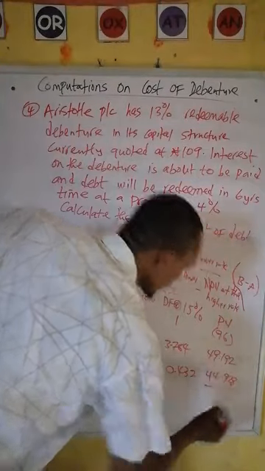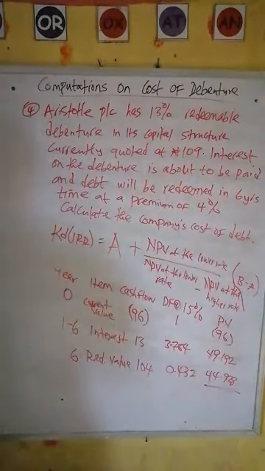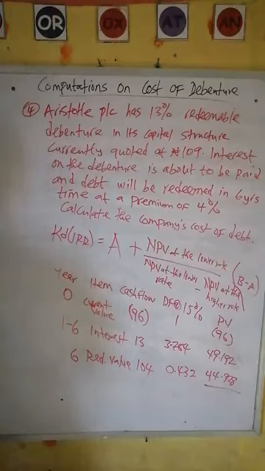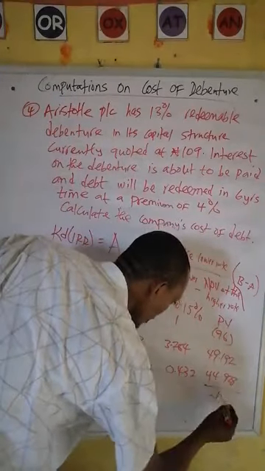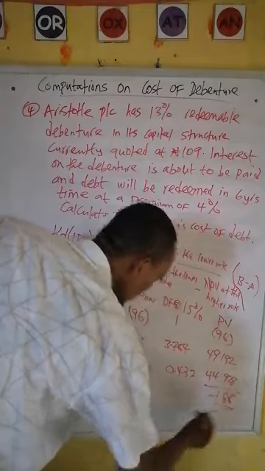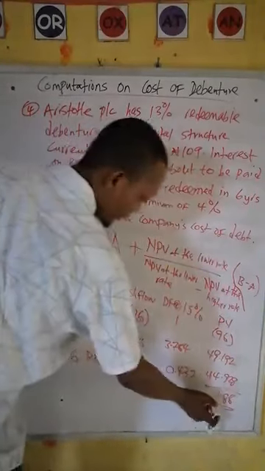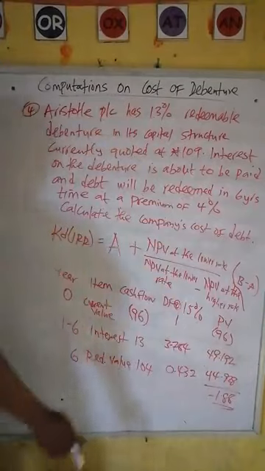So what do you have? Sum it up. 44.928 plus 49.192, minus 96. We have negative 1.88. Okay, you can see now that we have a negative NPV here. We have a negative NPV.